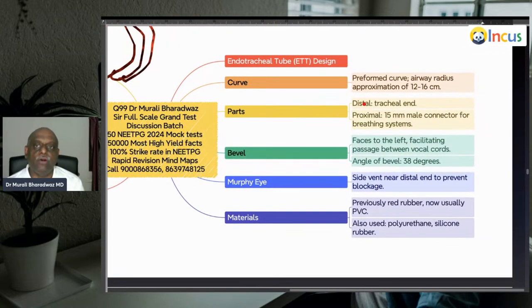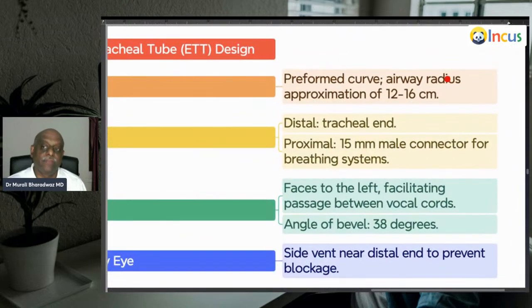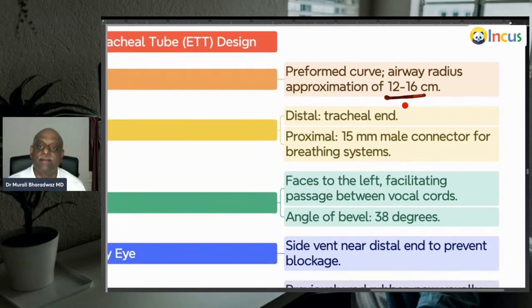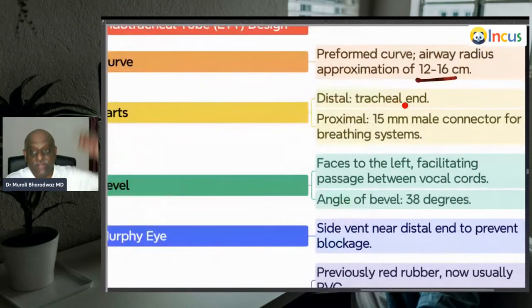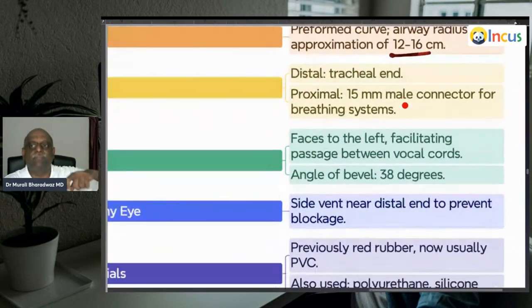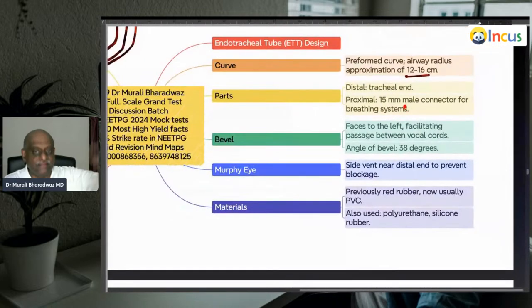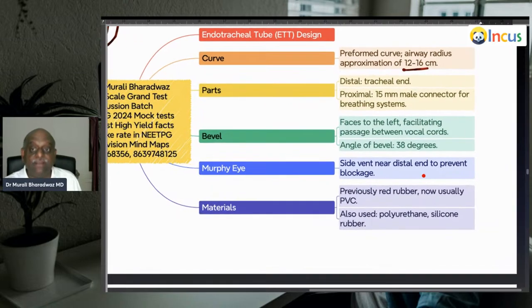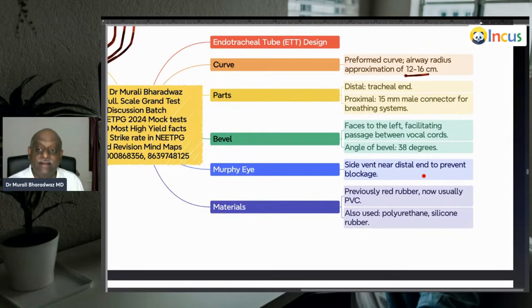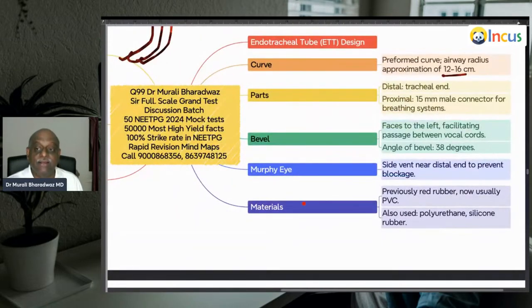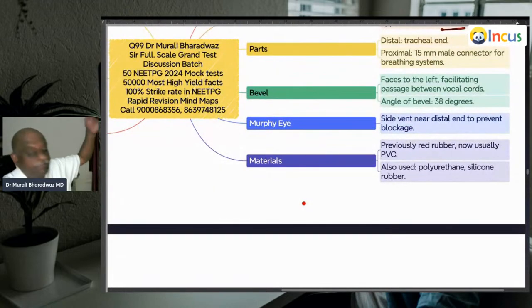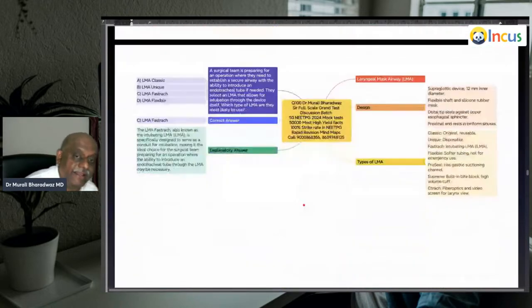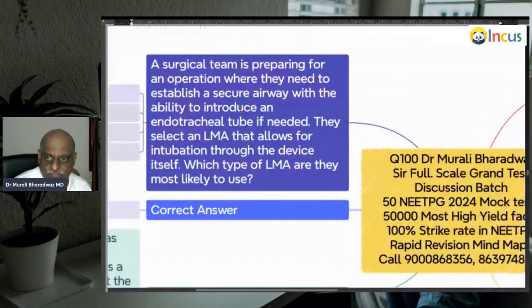So, if you look at the design of the endotracheal tube, there is a preformed curve. Airway radius approximation is 12 to 16 centimeters. It has a distal tracheal end and a proximal 15 mm male connector for the breathing system. There is a bevel, the angle of the bevel is 38 degrees. There is a Murphy's eye, which is a side vent near the distal end to prevent blockage. It was previously made with red rubber, but now is usually made with PVC. That is what you need to remember.